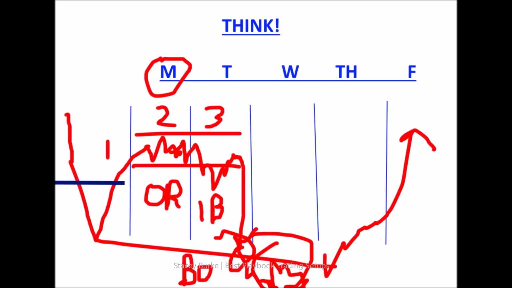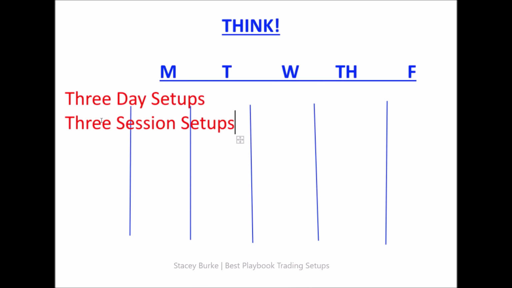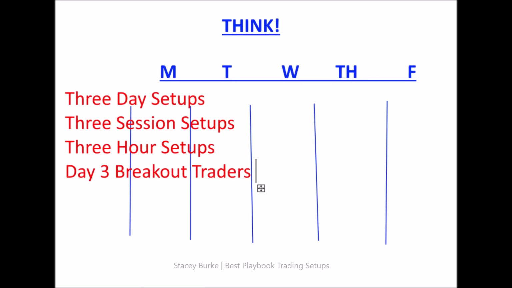We have 3-day setups and we have 3-session setups. And we've talked about those ad nauseum: peak formation high, peak formation low, consolidation, parabolic opportunity in a session. We can have 3-hour setups: 1 push, 2 push, 3rd-hour reversal. We saw that on gold. We talk about this repeatedly. So we have 3-day setups, 3-session setups, and we have day 3 breakouts.